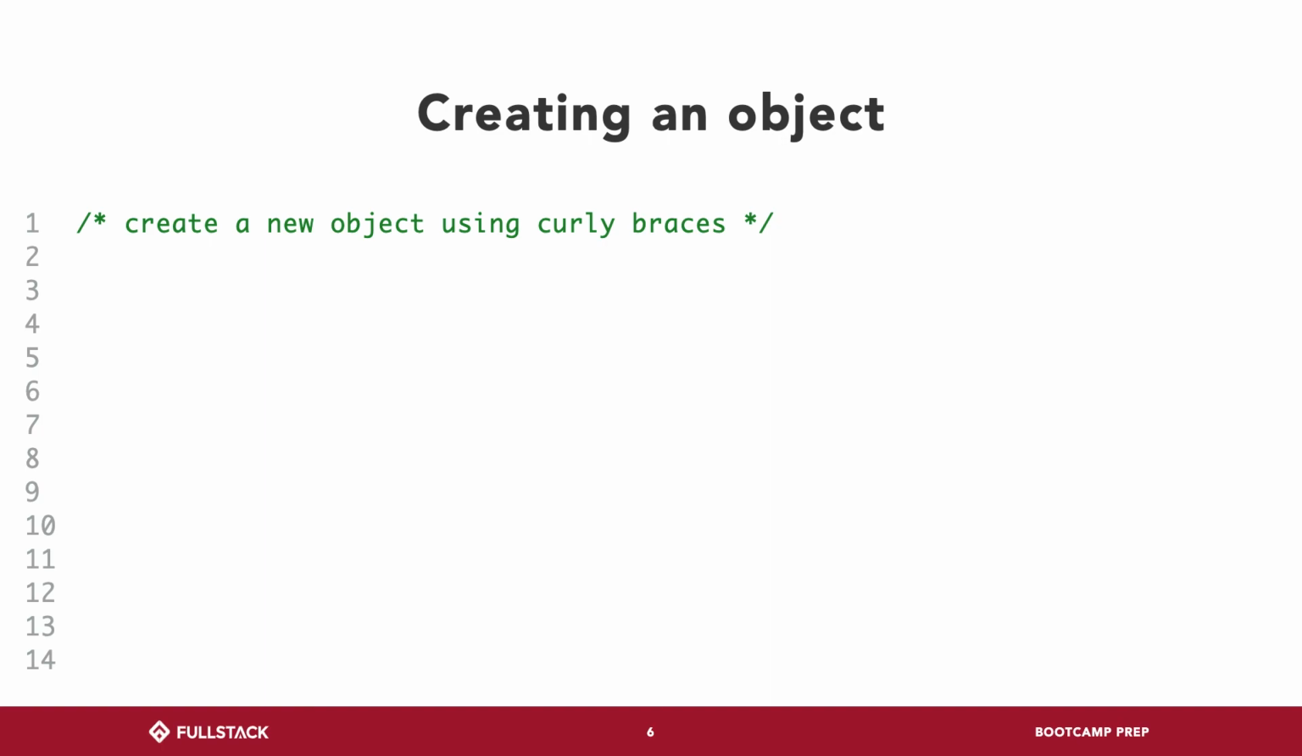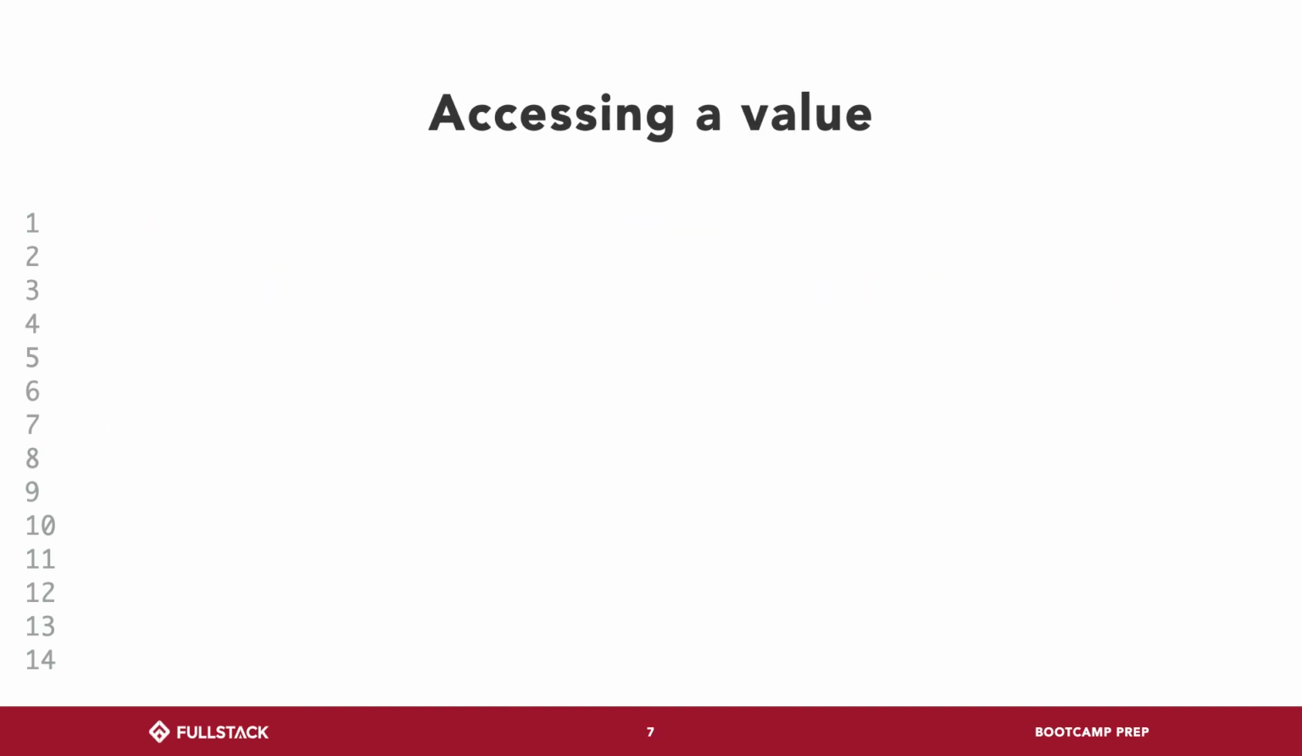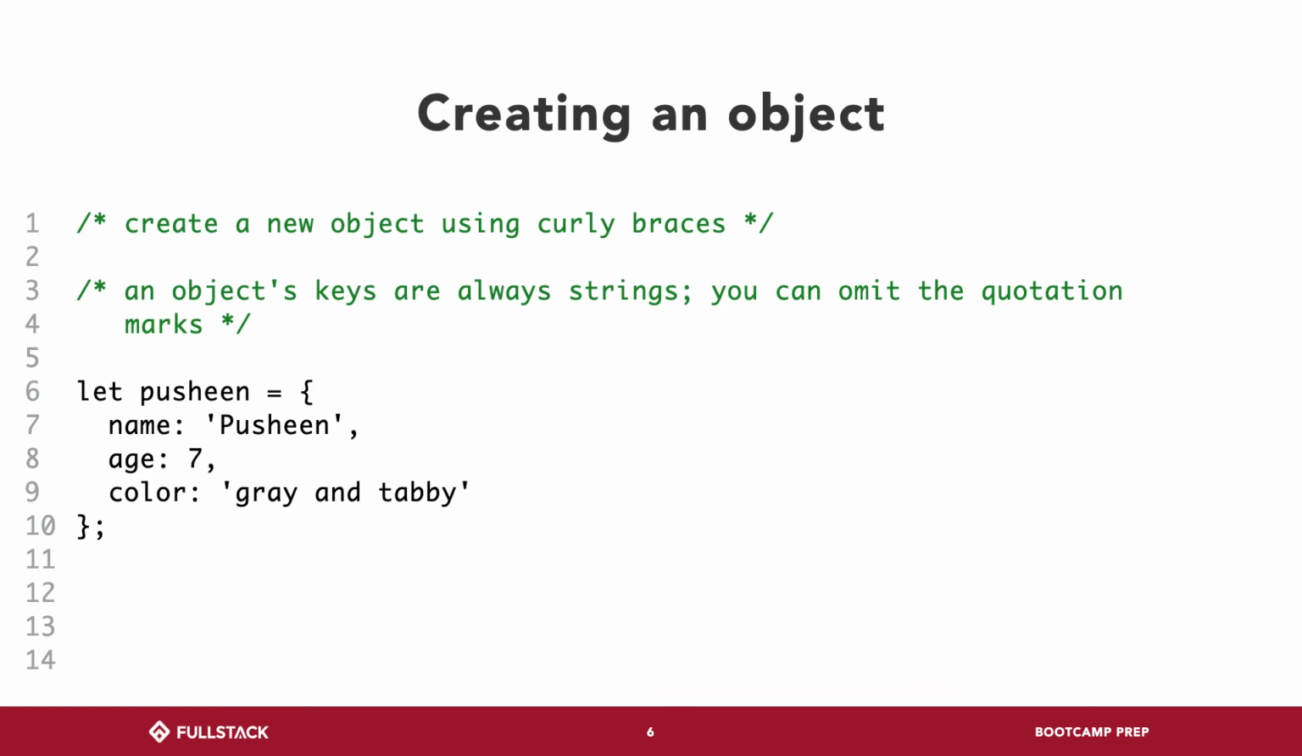Cool. So creating an object you can do by opening curly braces. And an object's keys are always strings, but you can actually omit the quotation marks. But here we omitted the quotes. So technically, literally, this is a string, but you don't see any quotes. That's because you can do that when you're defining keys in an object, anytime, okay?